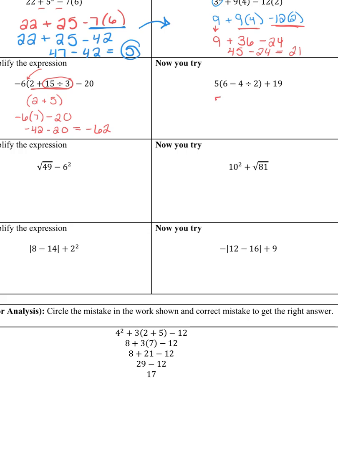So hopefully you started with simplifying what was on the inside of the parentheses, and you would start with that division. So it really is 6 minus 2, because 4 divided by 2 is 2. Then I'll subtract 6 and 2 to give me 4. Then I multiply the 5 and the 4 to give me 20, and add the 19 to give me 39.